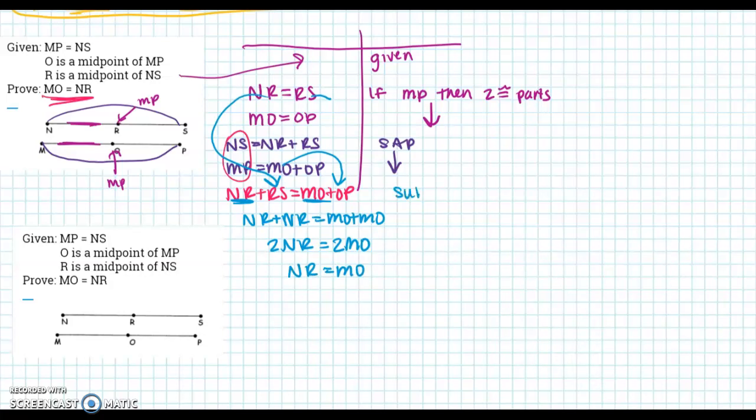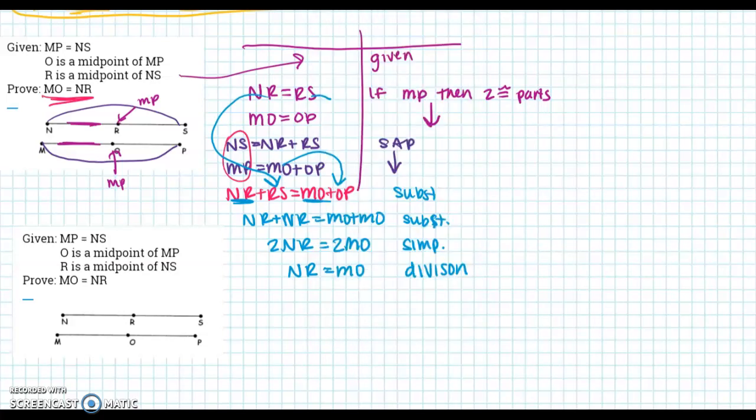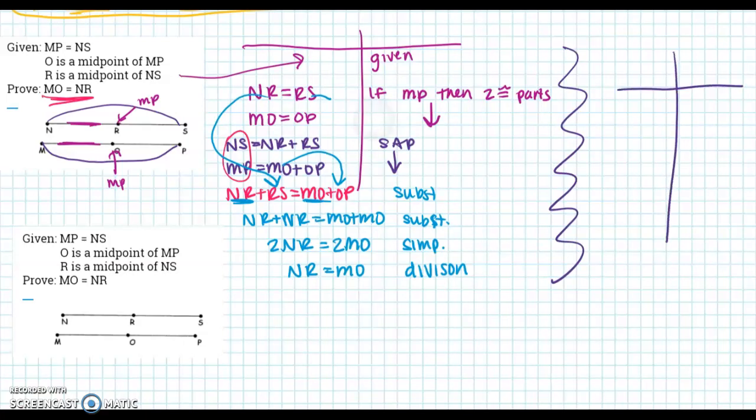So what was this? This was substitution. This is also substitution. This was just simplifying, and this was division. So, with this new rule, this proof is now one step, which is super great. So, the new way: since we know these big segments are the same, and we know we have midpoints, those big segments are cut in half. Then their halves have to be congruent. Automatically. If the big segments are the same, then the halves would have to be congruent. Well, that's the rule right there.